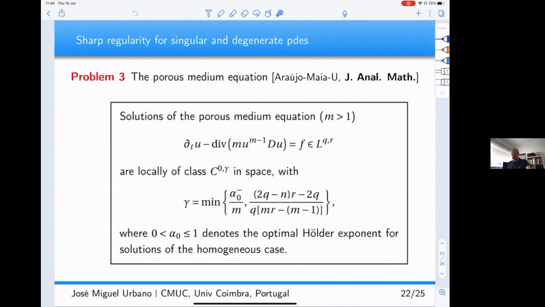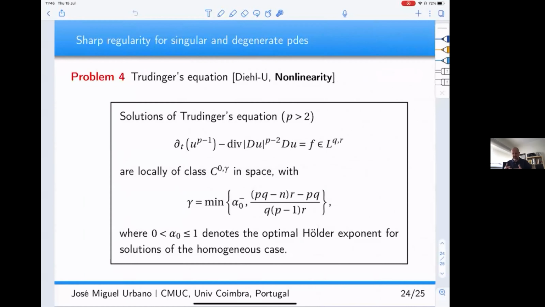And they all talk to each other. These exponents are in accordance. So for example, here, if you compare this with what you get for the p-Laplacian, when you set p equals 2 here, you can see that what you expect is exactly what you get.